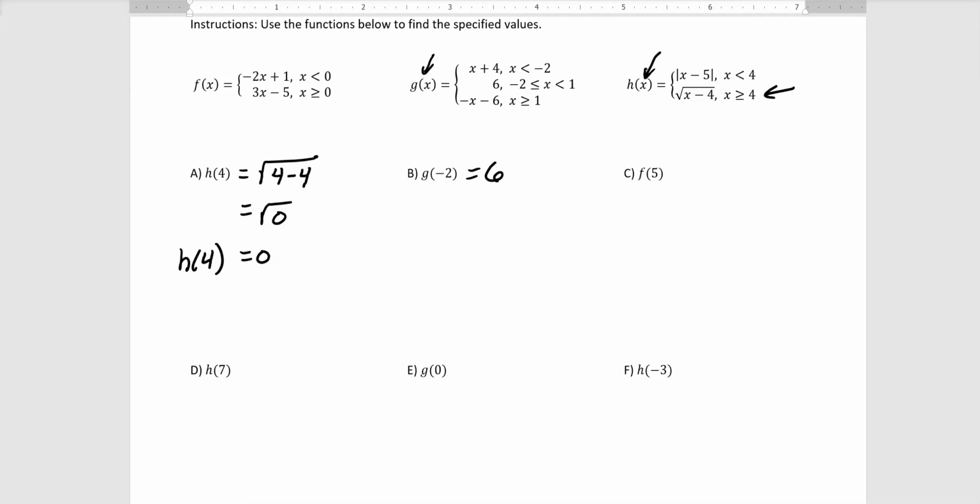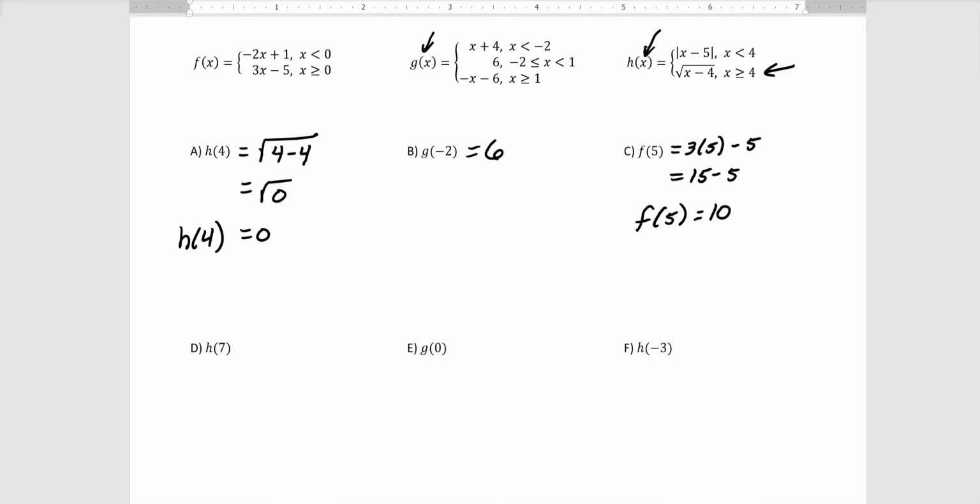f of 5. Looking at our f function here, 5 is greater than or equal to 0, so it'll go into the bottom equation. So I'll say 3 times 5 minus 5. That is 15 minus 5. So f of 5 equals 10. Very good. All right, h of 7.